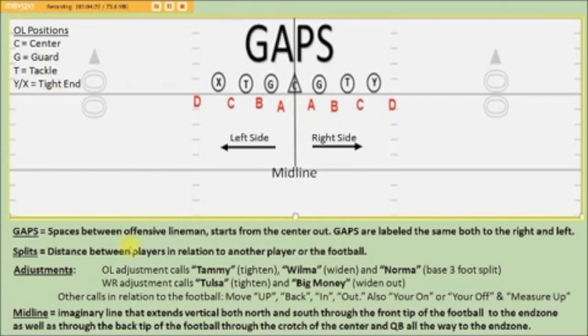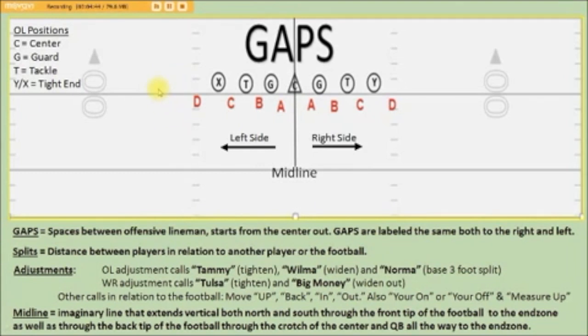All right. Other terms you need to know: anytime a coach tells you to move up or move back, he's talking about in relation to the line of scrimmage. This is where the football is. Okay, laterally, sideline to sideline. Okay, that's the line of scrimmage. If he says move up, he wants you to move up on the line of scrimmage. If he says move back, simply away from the line of scrimmage.